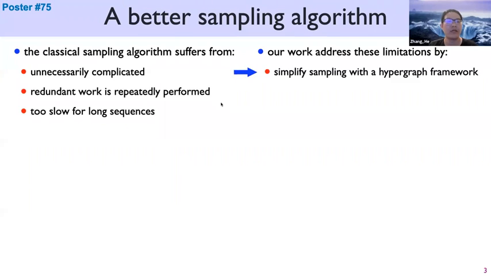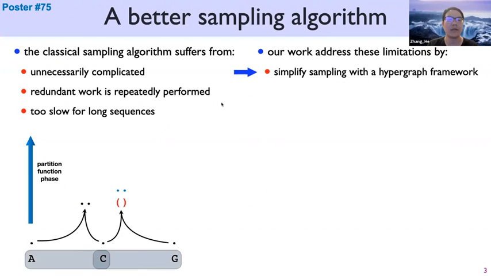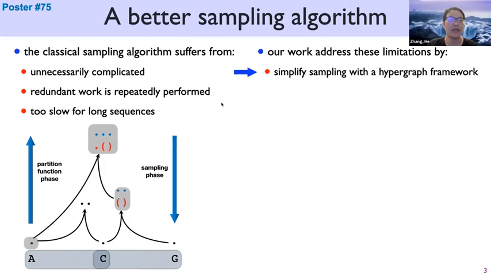It first simplifies sampling with a hypergraph framework. Using ECCB as a very simple example, during the partition function phase, RNA folding can be viewed as a framework of directed hypergraphs which are built in a bottom-up way. And the sampling phase is just to sample these hyperedges in a top-down way.